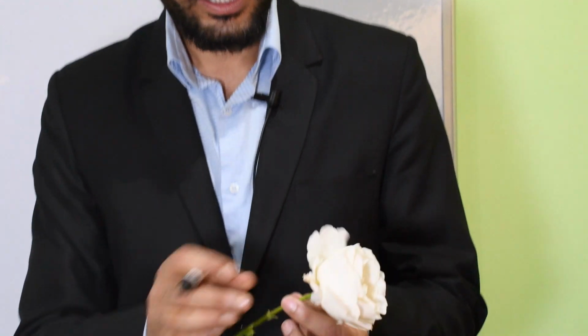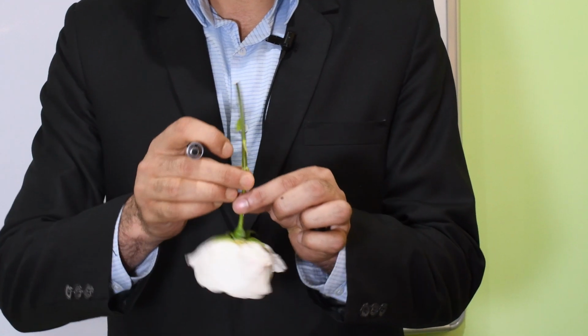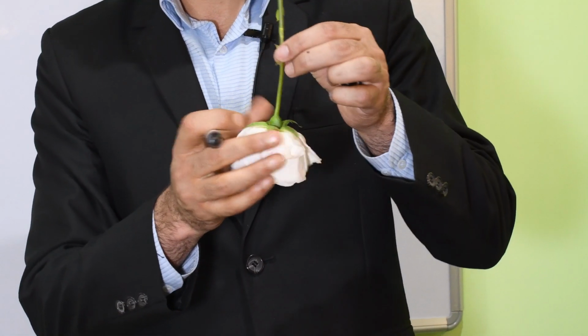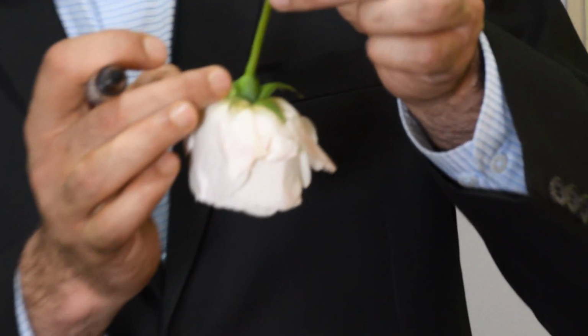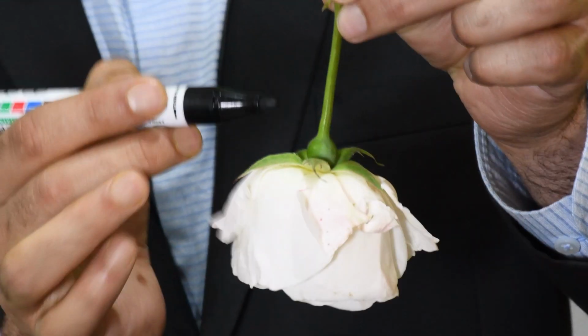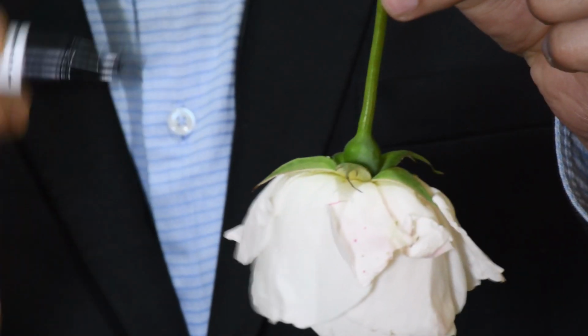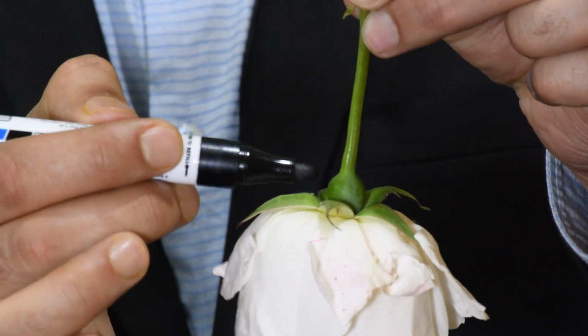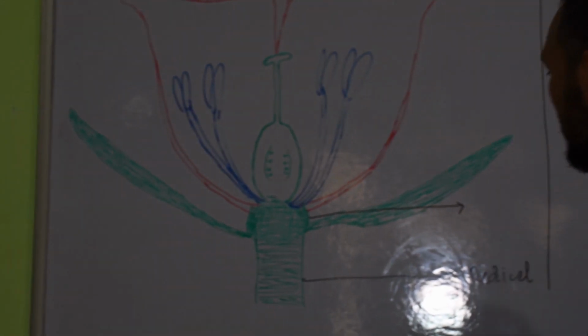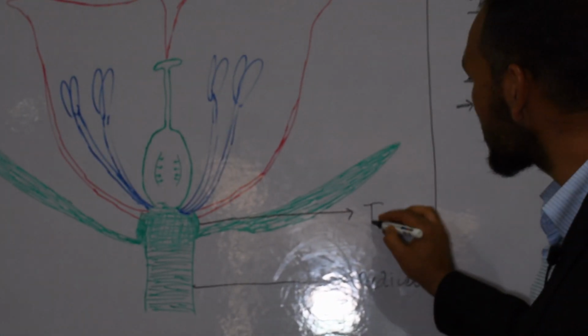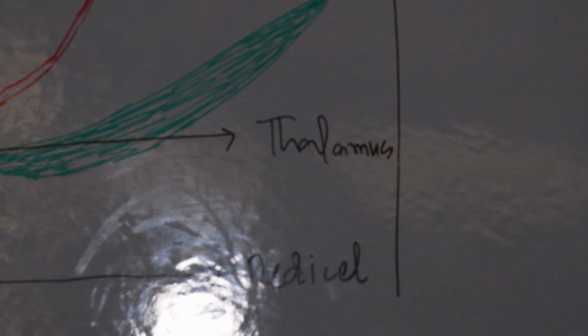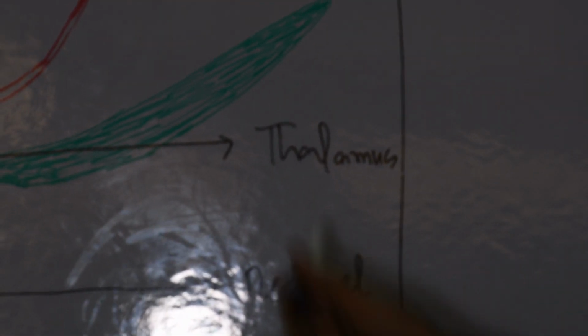Now, let me turn it upside down. You can see this swollen part, this broad part. This is the base. This forms the base of the flower. In the diagram you can see it over here. This base is called the thalamus. So this broad base is the thalamus.